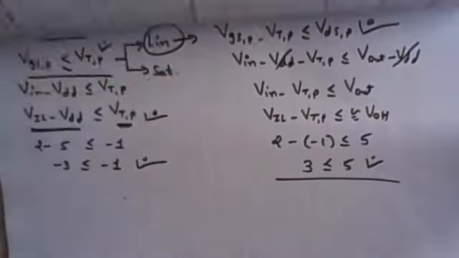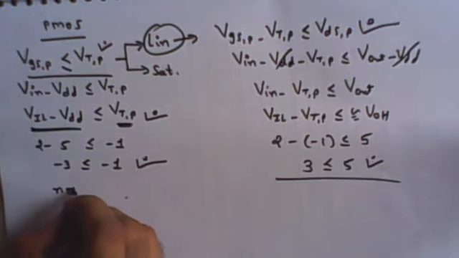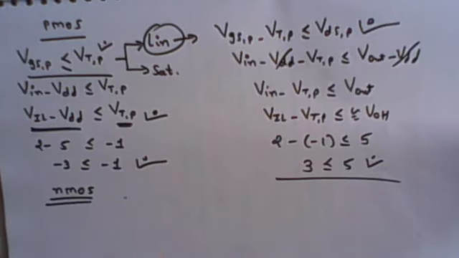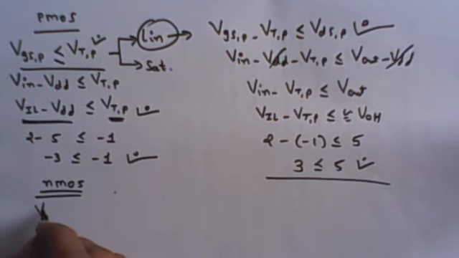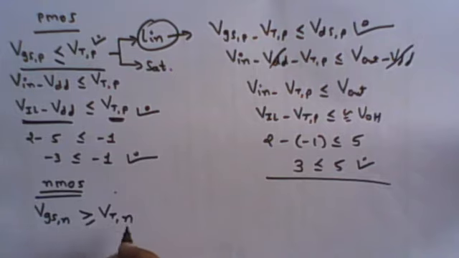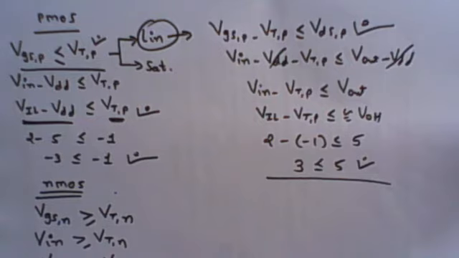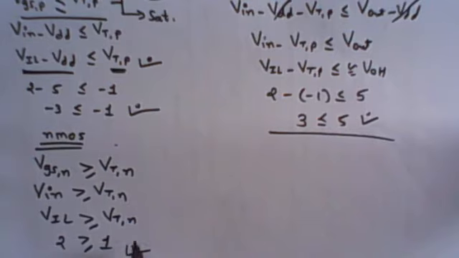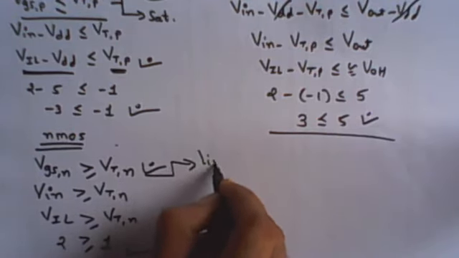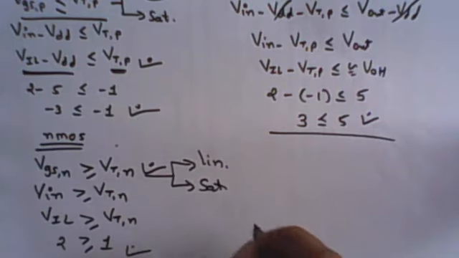Now let's check for the nMOSFET. Let me check whether it operates in a conducting state or not. For that, is VGS of N greater than or equal to Vt of n for conducting? If it's greater, then it operates either in linear or saturation. So VGS of n is the input voltage, and here the input is VIL. Yes, if we take the value, 2 is greater than 1. So this is satisfied. That means the nMOSFET operates either in the linear or in the saturation region.